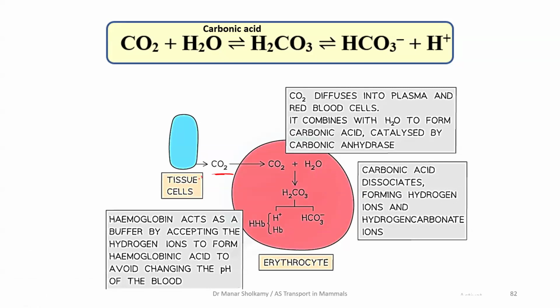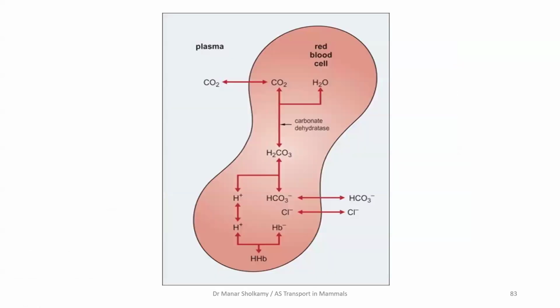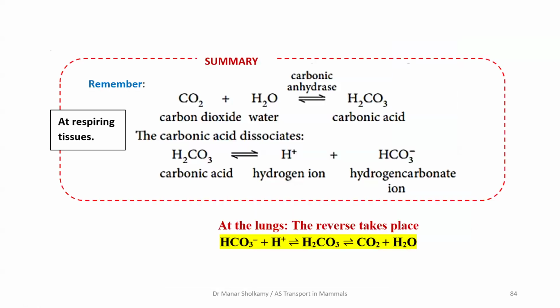The CO2 is coming from the respiring tissues. It reacts with water to give me carbonic acid that will dissociate into hydrogen ions and hydrogen carbonate ions. Hydrogen ions bind with the hemoglobin to give me hemoglobinic acid, and the hydrogen carbonate ions move outside, and the chloride moves in, and this is the chloride shift. Remember, this happens at the respiring tissues, and the opposite direction happens at the lungs.